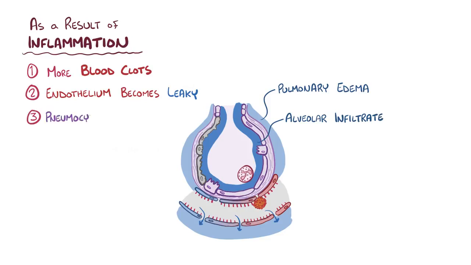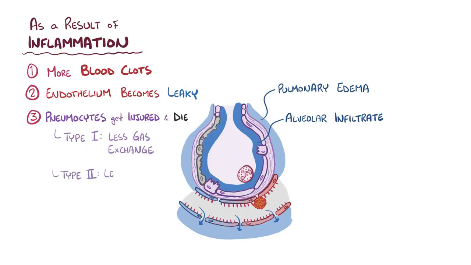Third, the pneumocytes themselves get injured and die, which means that type 1 pneumocytes don't do a good job with facilitating gas exchange, and type 2 pneumocytes produce less surfactant. Without surfactants, there's more surface tension within the alveoli, and that makes them more likely to collapse.